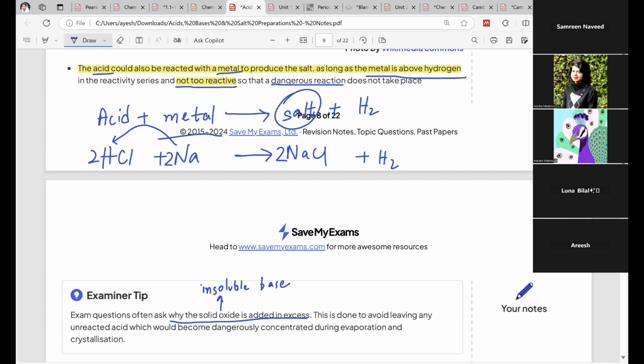But if you need a neutralization reaction, then we need a metal oxide, metal hydroxide, or metal carbonate. All three will be bases. Then base and acid will be a neutralization reaction. Metal and acid will not be a neutralization reaction. Base and acid is neutralization, and the base is only a metal oxide, metal hydroxide, or metal carbonate.